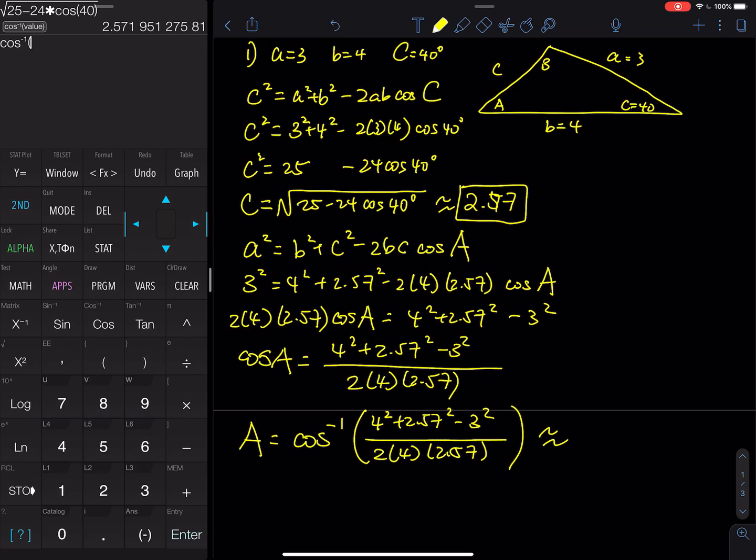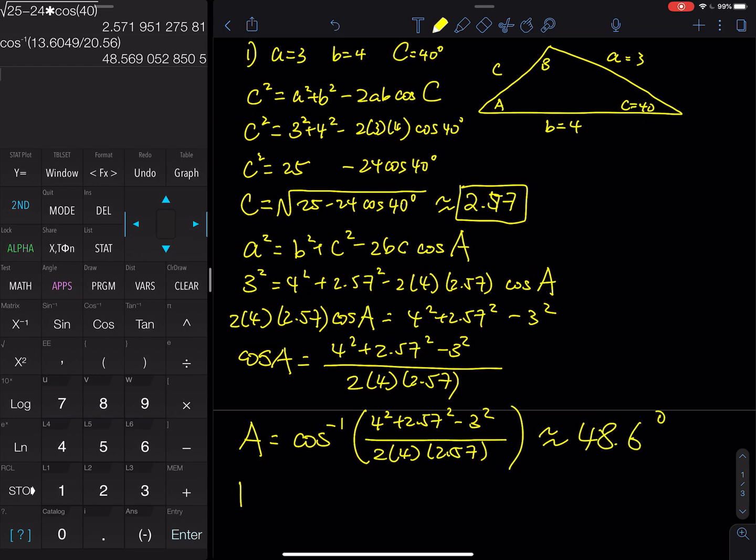And then this one I actually calculated the top and bottom. So if you calculate the top, that is 13.6049. And then the bottom, 2 times 4 times 2.57 is equal to 20.56. And then close parenthesis for the inverse cosine. So you have around 48.6 degrees. So now I got A and C.